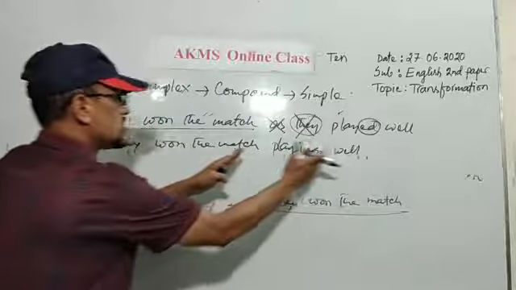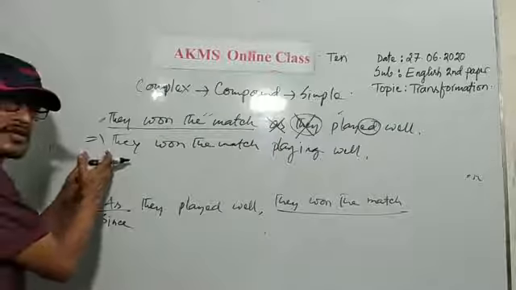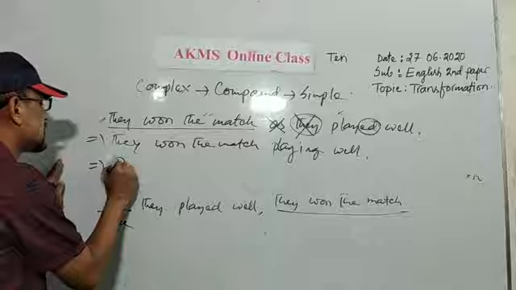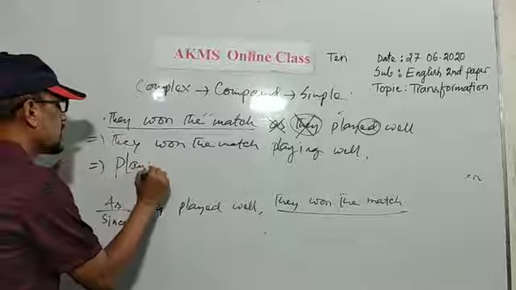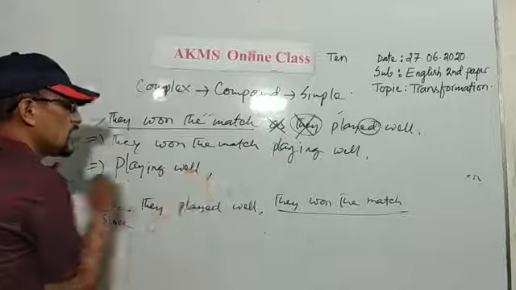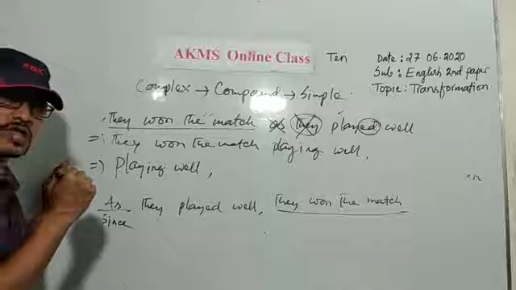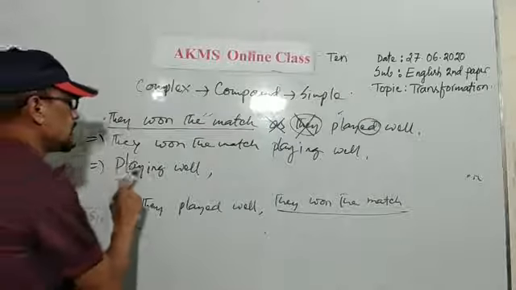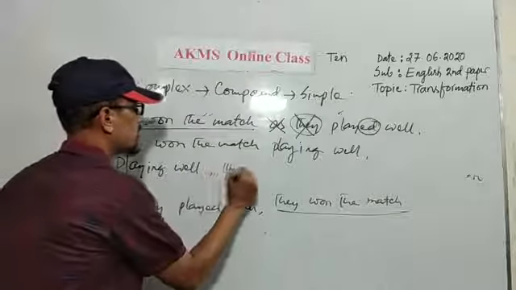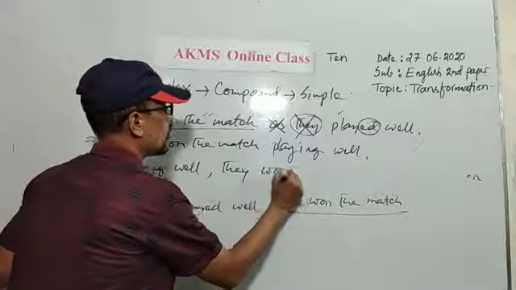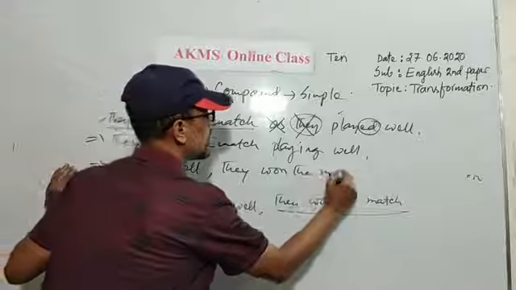You may use this "playing well" at the very beginning of the sentence, just like this. Playing well. You should use the punctuation mark, comma: playing well, then you should write, they won the match.